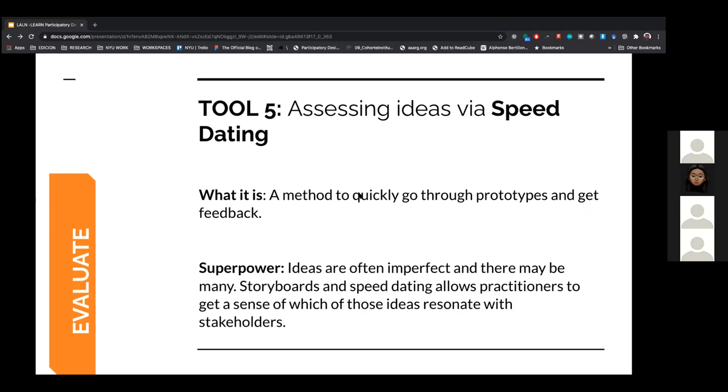Tool number five. This is a really interesting one. It's called speed dating. It's a method to go quickly through prototypes and get feedback. From a session like the one that I described, maybe a lot of ideas came out of it, and you have 20, 30, 40, 50 ideas. Some of them might have sub ideas. You have this idea for a dashboard, but there are different affordances or parts of that dashboard, and you're not sure we need all of them, or which ones have the most value with our stakeholders. So speed dating is a methodology that allows you to get a sense of the value of these many ideas from stakeholders, and sometimes even build more ideas from these interactions.